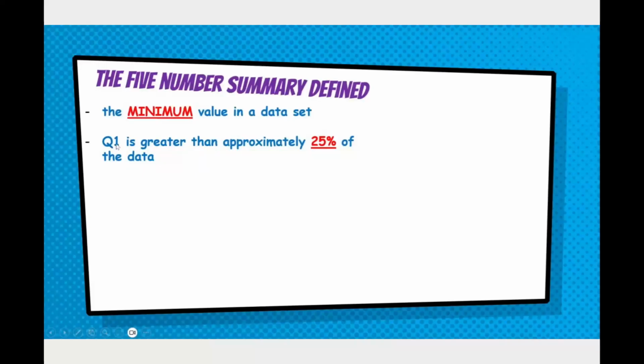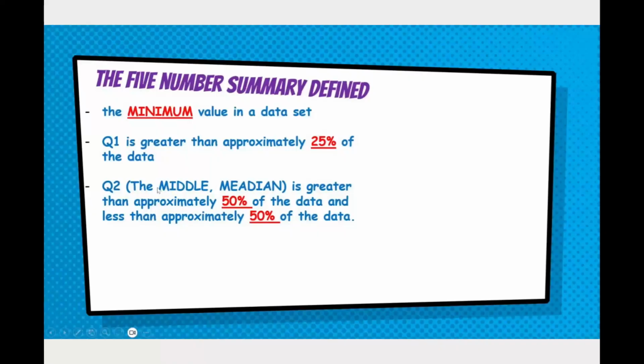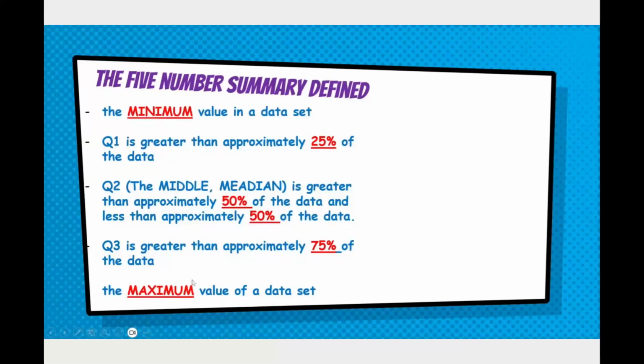The Q1 that we just saw is greater than approximately 25% of the data. Q2 is also known as the middle or the median, and we've already looked at that. It's greater than approximately 50% of the data and less than approximately 50% of the data if it's in the middle, right? That should make sense. Q3 is greater than approximately 75% of the data. And then we have the maximum, which can also be called Q4, which is the maximum value in the data set.